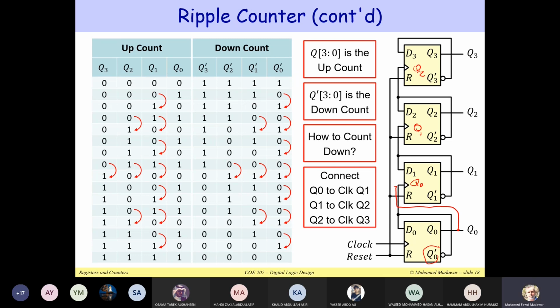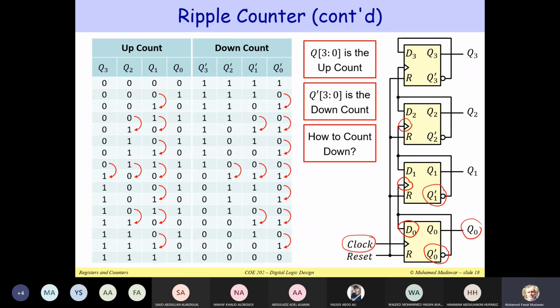Okay, do you understand this? It takes time, as I told you, to understand this, because these flip-flops are not connected to the same clock. The clock is connected only to the least significant bit. And what is really confusing is that we're using the rising edge of a signal like Q0 prime, Q1 prime and Q2 prime to toggle the other flip-flops.